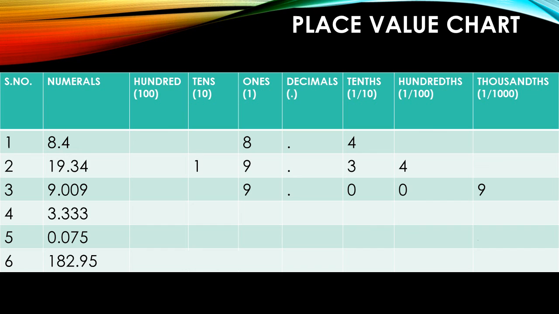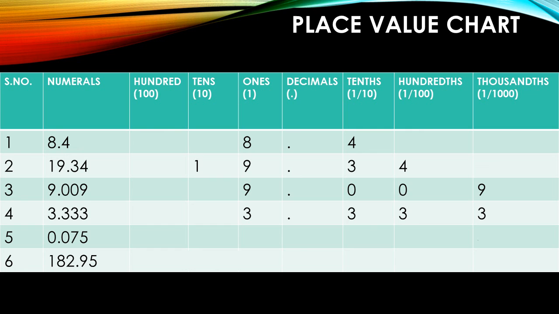Question number 4. 3.333. First, write 3 in the ones place, then write down the decimal sign in the decimal column, then write 3 in the tenths place, again write 3 in the hundredths place, then write 3 in the thousandths place.